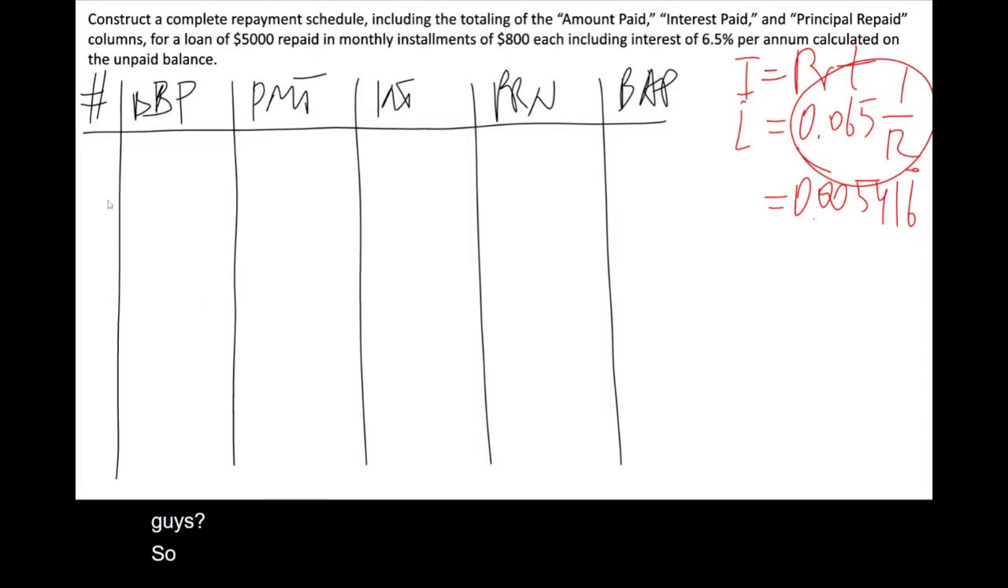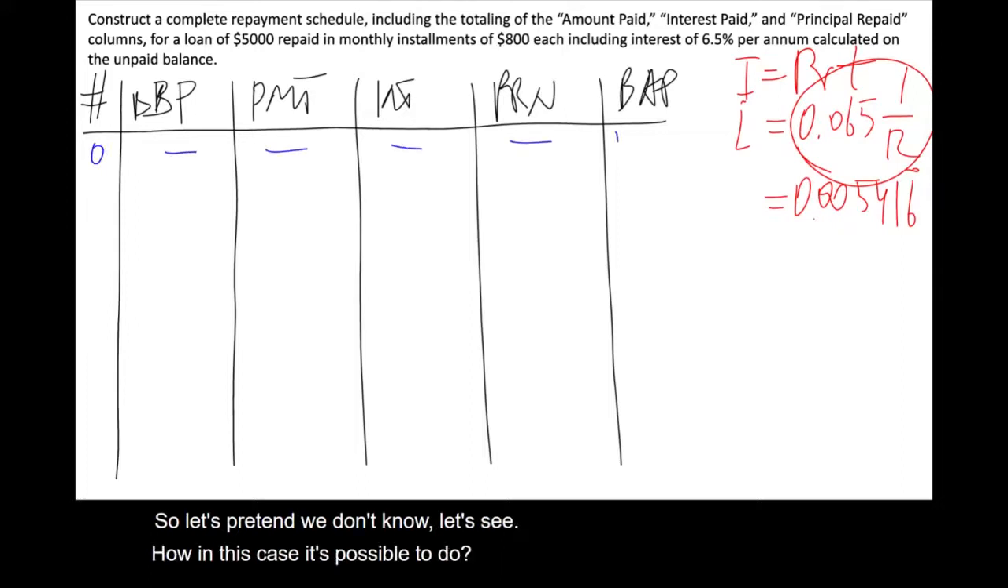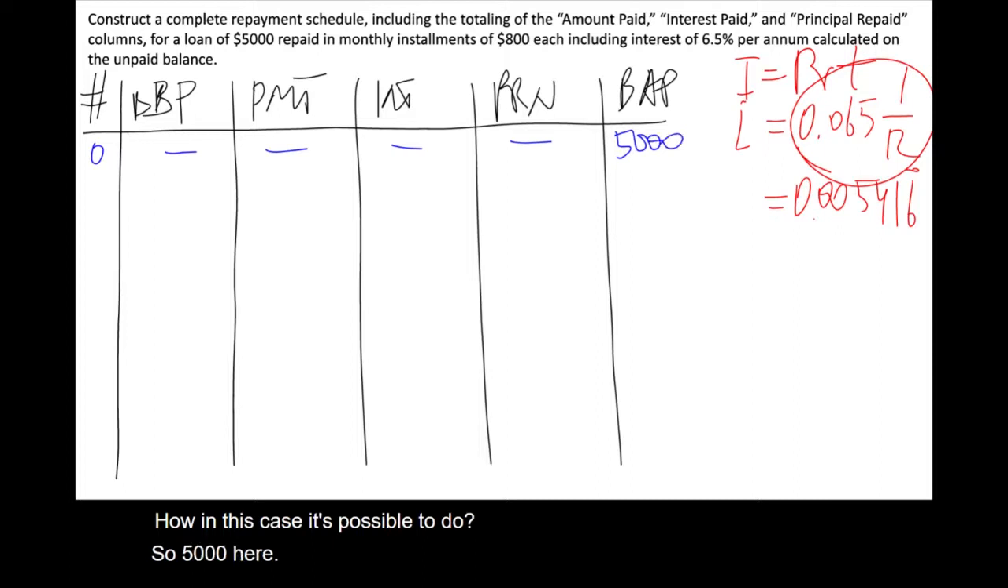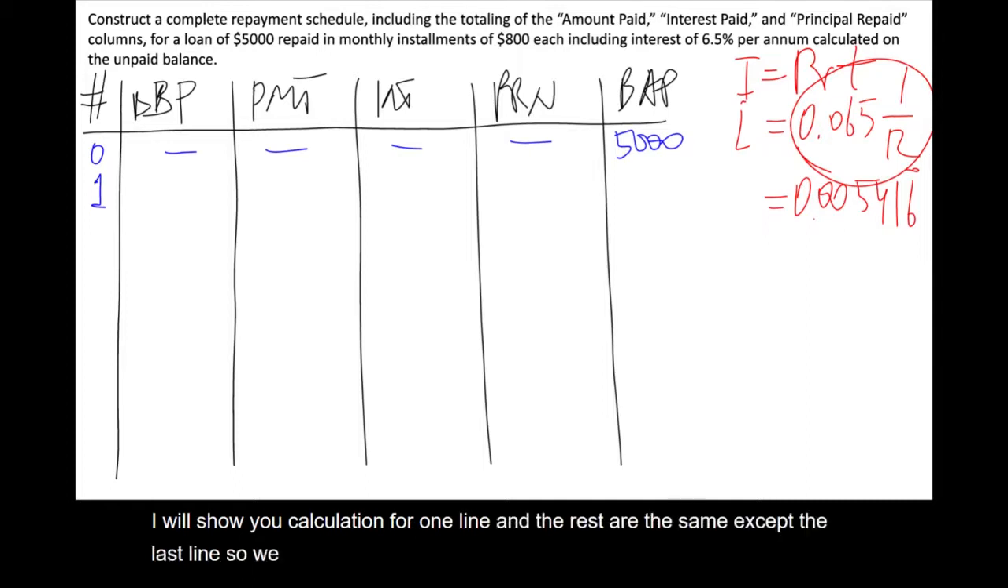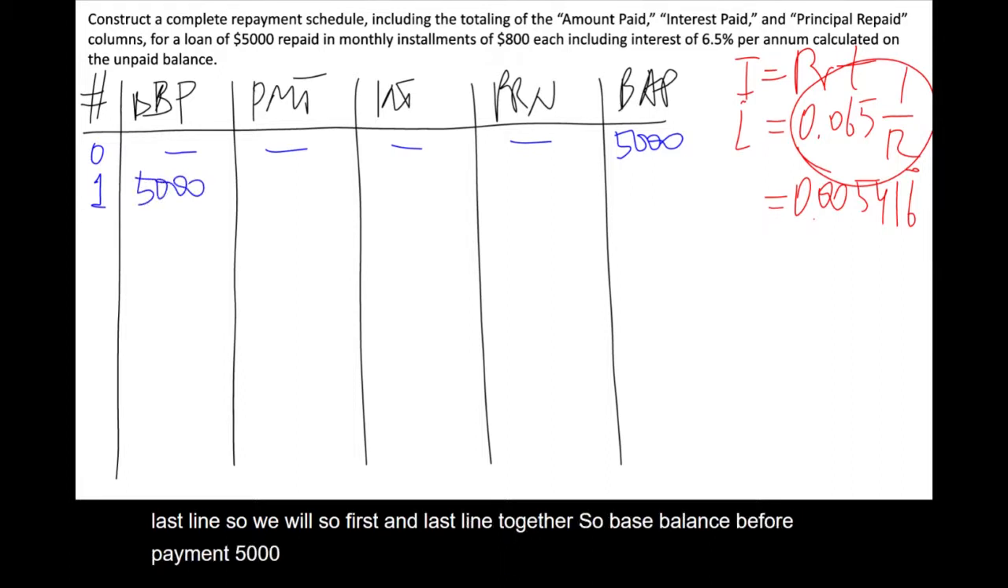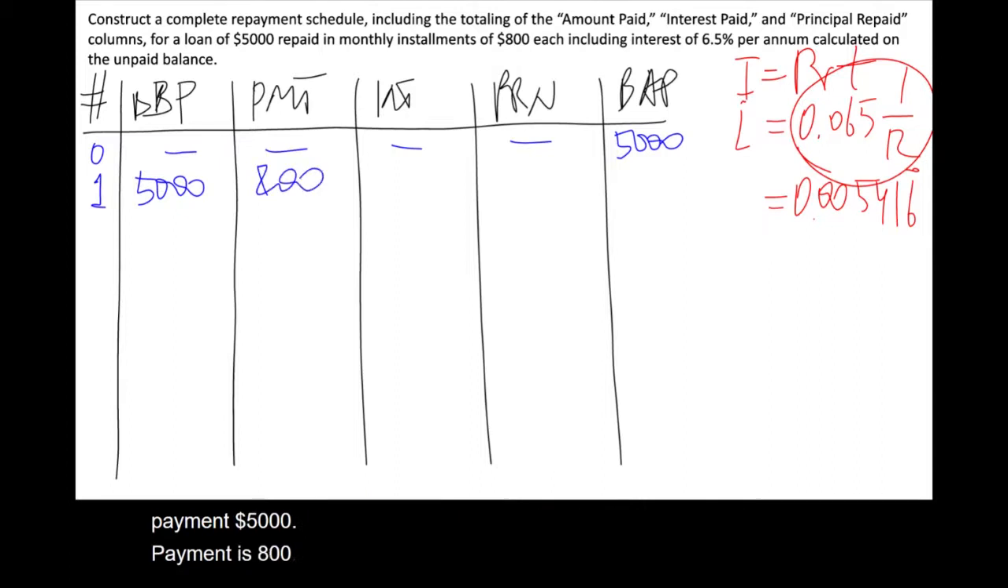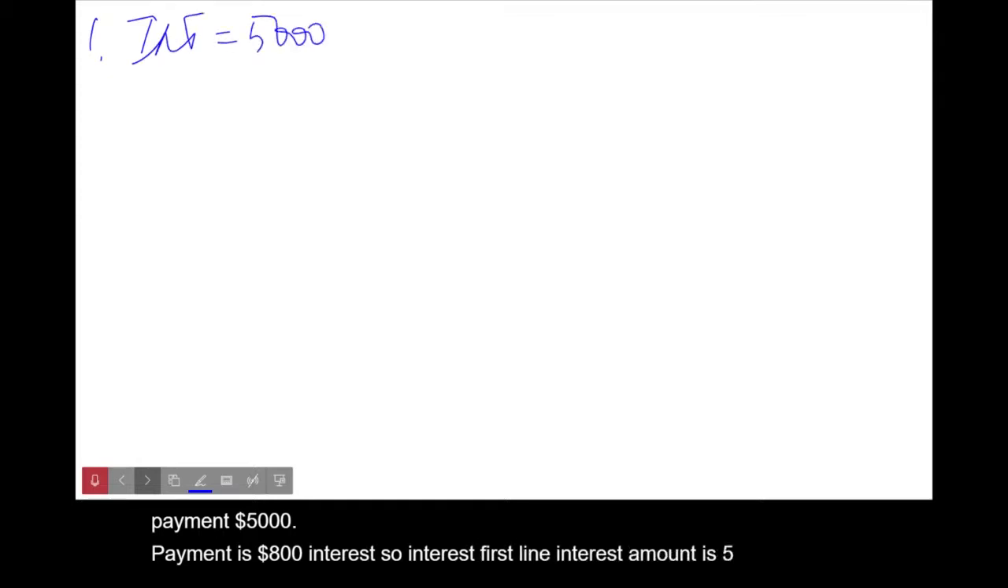Okay, so let's pretend we don't know. Let's see how in this case it's possible to do. So 5,000 here. I will show you the calculation for one line, and the rest are the same except the last line. So we will solve the first and last line together. So balance before payment $5,000. Payment is $800. Interest, first line: the interest amount is 5,000 times I.